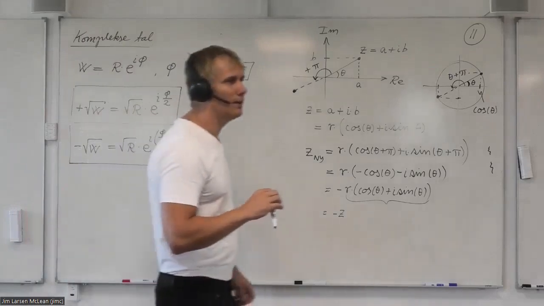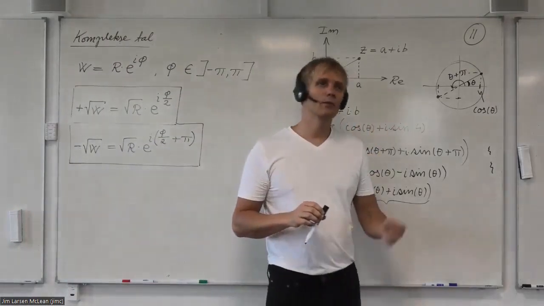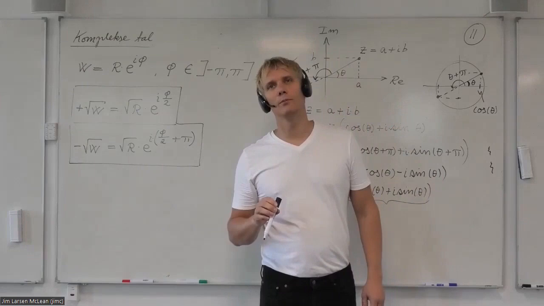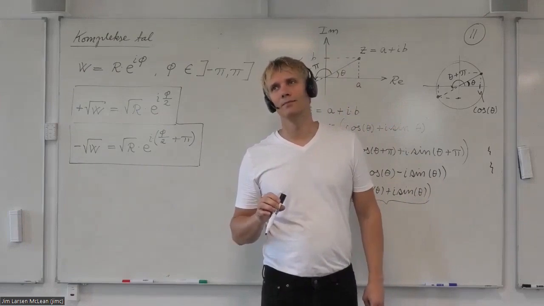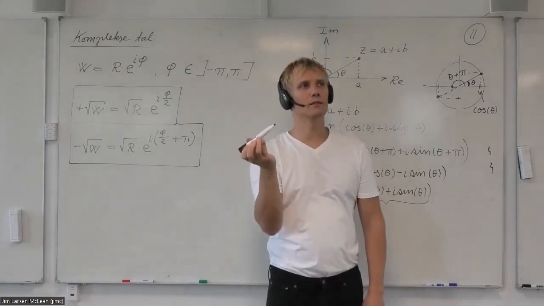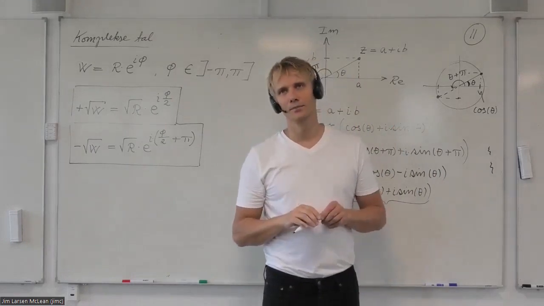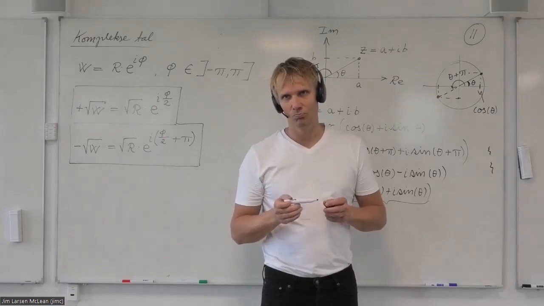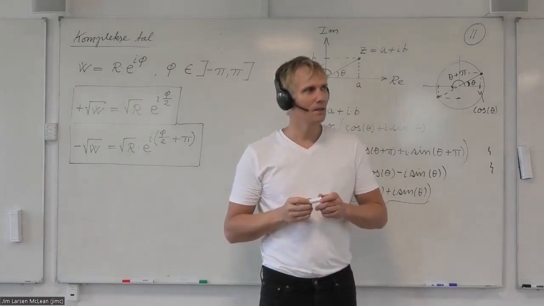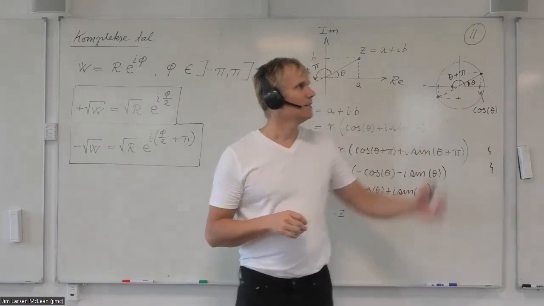So once you've discovered one square root, you've immediately found the other one as well. You just have to remember to change the sign on both the real and imaginary parts. And what does that correspond to? A rotation of 180 degrees or pi radians. So it turns out perfectly.